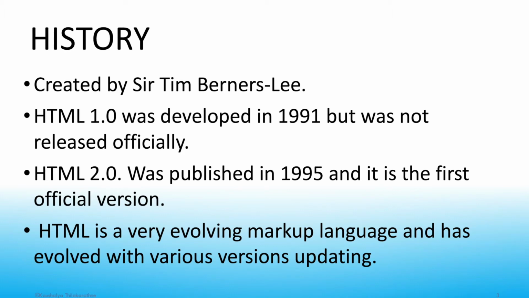Little bit of history. Sir Tim Berners-Lee, who created this language and developed HTML 1.0 in 1991, but it was not officially released until 1995. In 1995, it was released as HTML 2.0. HTML is a very evolving language with various updates. Currently, we are using HTML5 that was released in 2014. The latest version is HTML 5.2. It was released in December 2017.